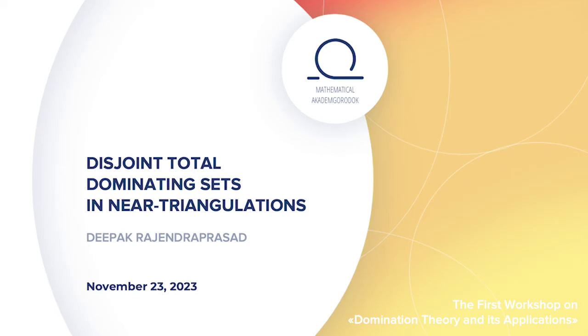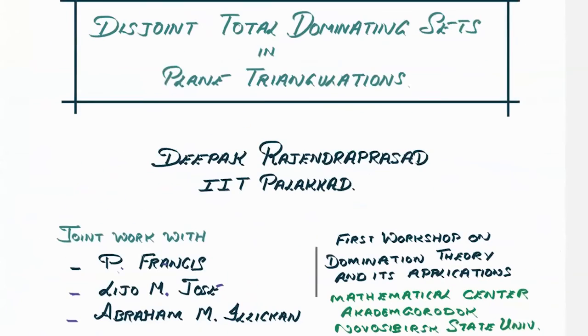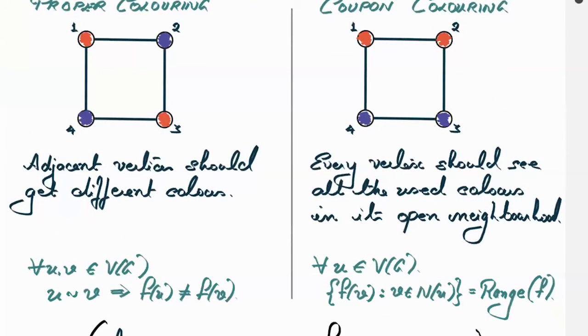Okay. So when Francis, as I told, he came to me with this problem. He did not approach me with it as a problem in domination theory or on total dominating set. He came to me with a coloring problem, called the coupon coloring.